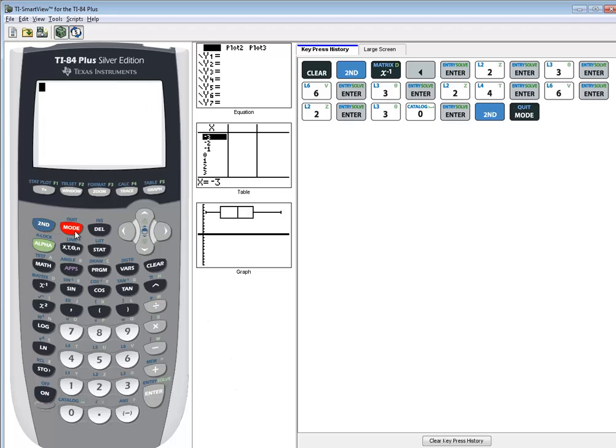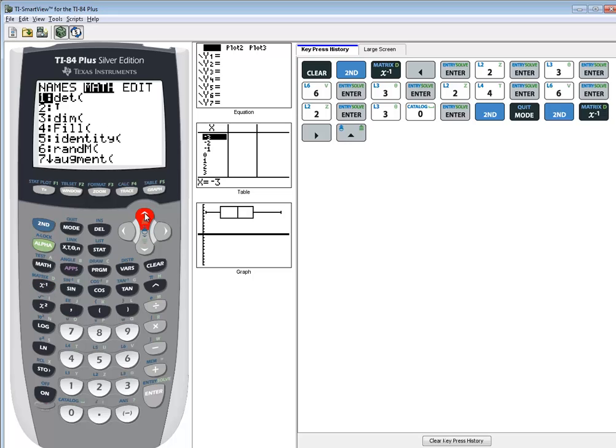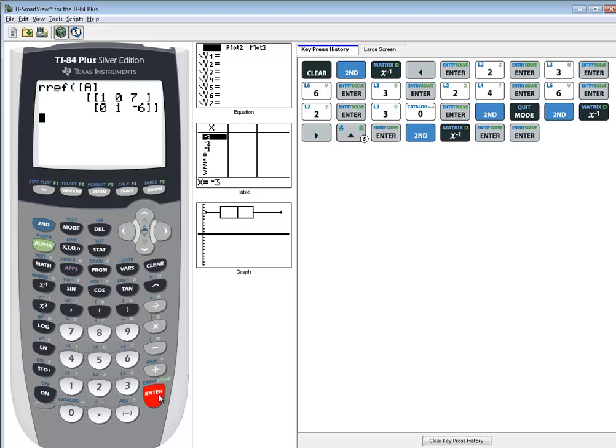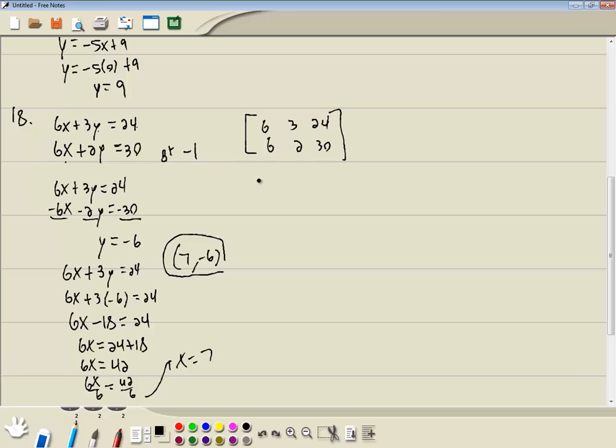Exit out, second mode. Go back in matrix menu, second x negative 1. Go over to math, up arrow to RREF, enter. Go back in my matrix menu, enter on A, enter again. So I got 1, 0, 0, 1, 7, negative 6. Our first 2 by 2 is a diagonal 1, 0, 0, well, so it worked. So this is our answer. This will be x, and this will be y. And that gives us our 7, negative 6 we already found.